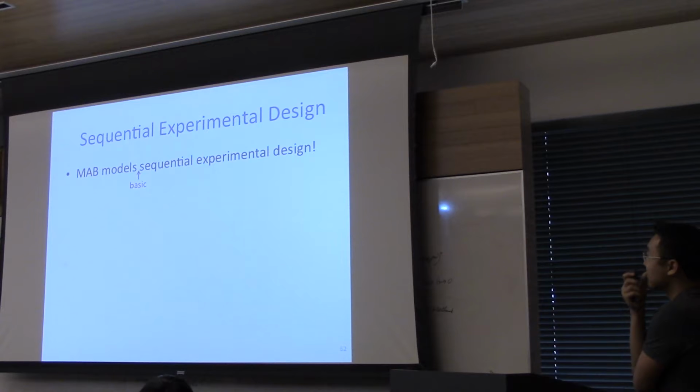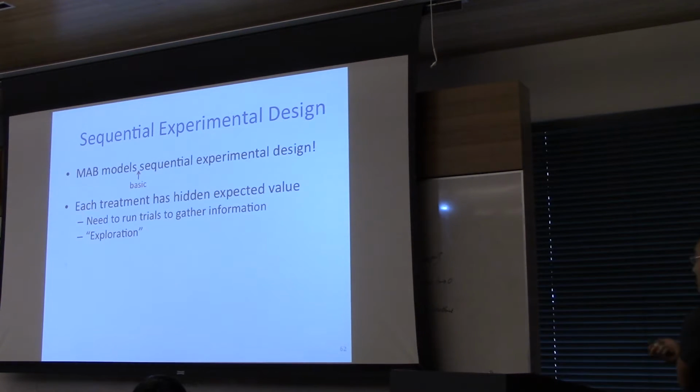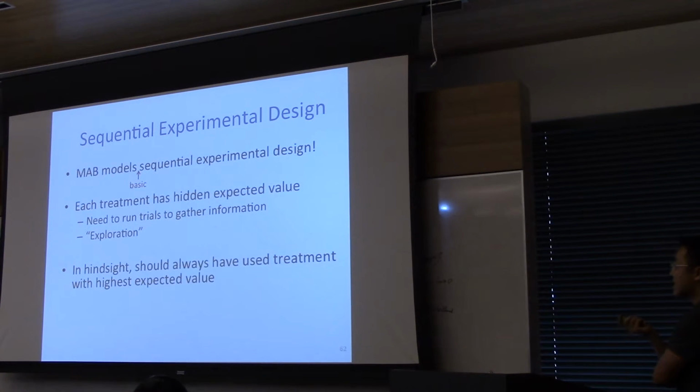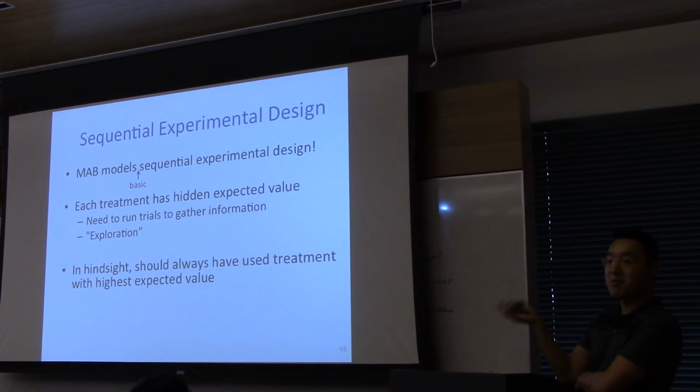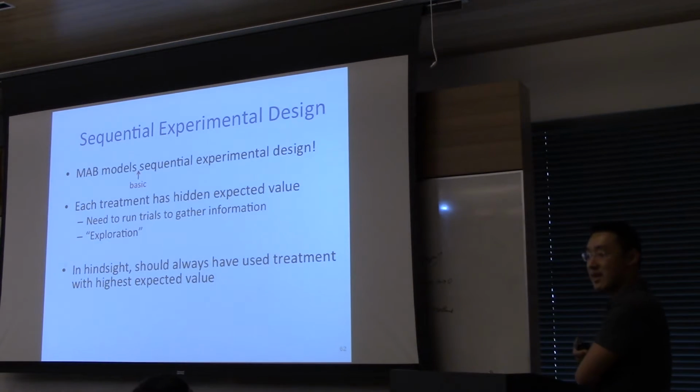So multi-armed bandit algorithms are a very basic model of sequential experimental design. Each treatment has a hidden expected value. You need to run trials to gather information. This is known as exploration. With the benefit of hindsight, if the treatment was good, right? Then we would have wished that we had treated everyone with the treatment, right? That's regret. That's the opportunity cost.